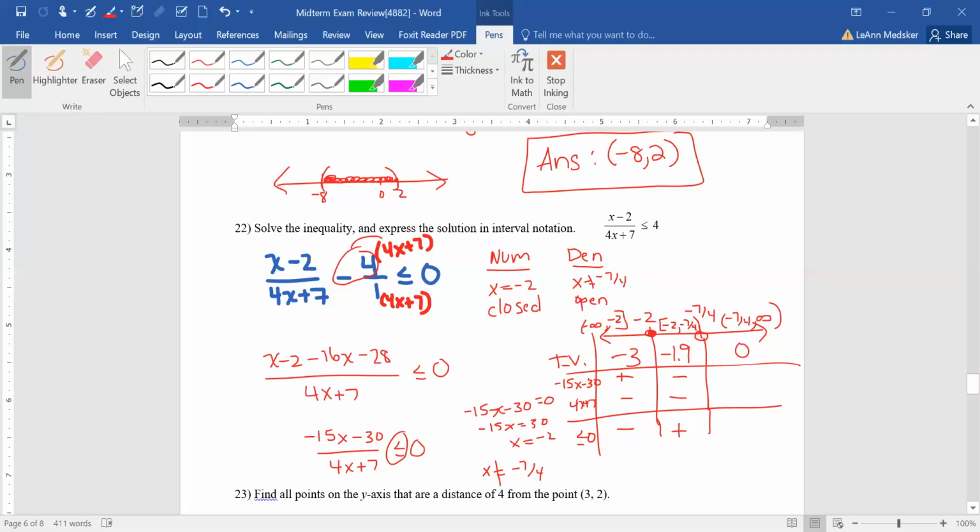0 is a little easier. That would make negative 30 and positive 7. So negative times positive is negative.